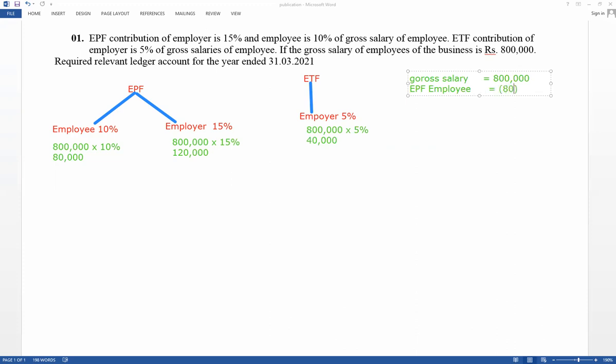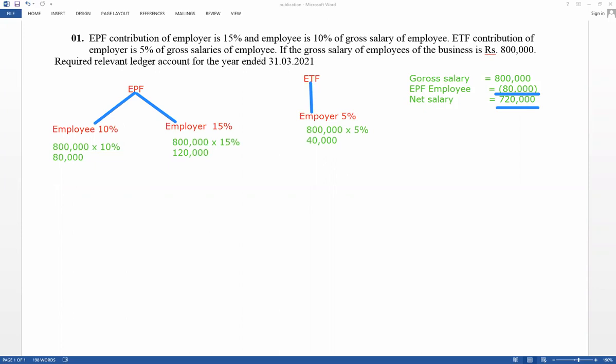Think how much is paid in cash as salary. The contribution of the employee is already calculated. Therefore, from gross salary, deduct the contribution of the employee. It is called net salary. The value equals net salary, here 720,000. That is the value paid in cash as salary. This is the way you have to calculate net salary: from gross salary, deduct the EPF contribution of the employee. The answer is net salary.